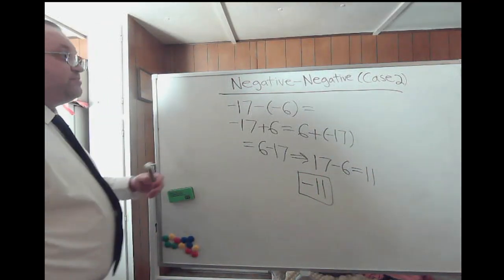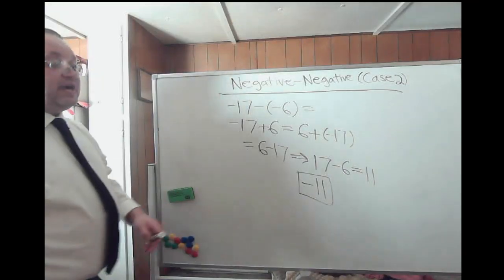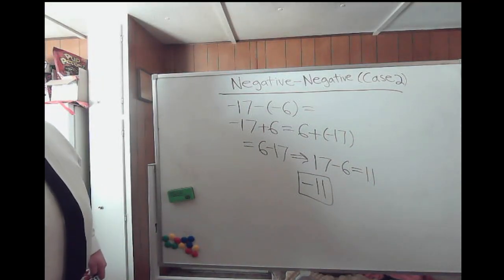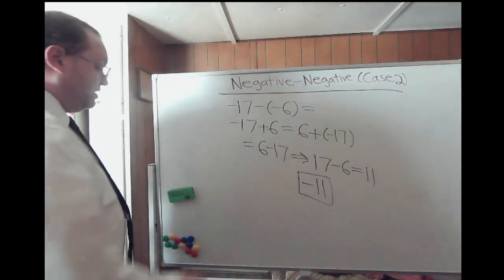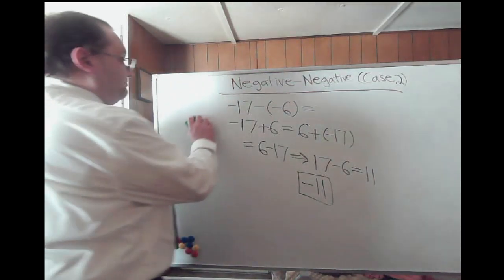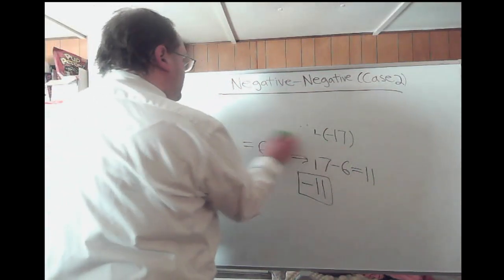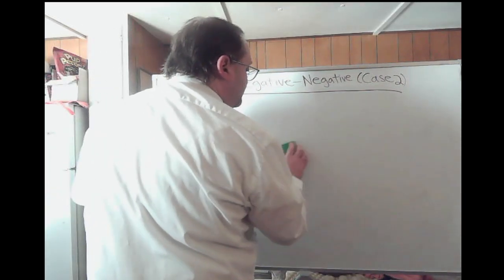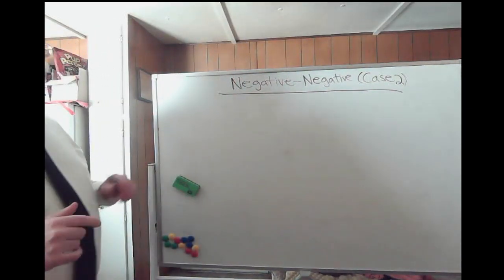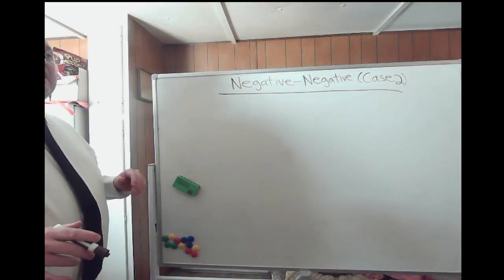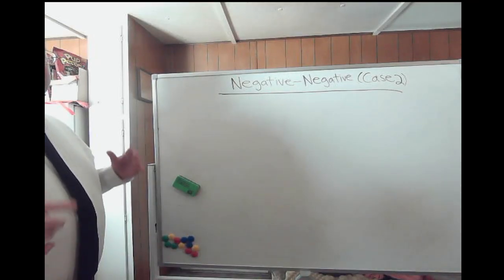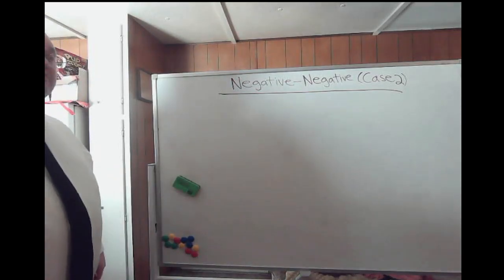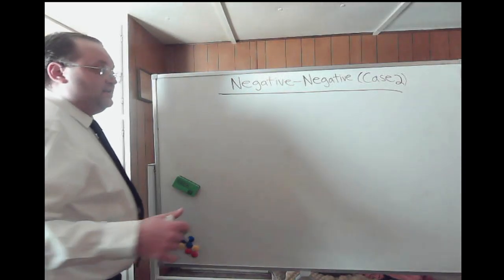So this is actually probably the hardest case of subtracting negative minus negative. We're probably on the hardest case. So if you can just remember that negative minus negative turns into positive minus positive, and you can remember the two cases of positive minus positive, you'll be able to do negative minus negative.